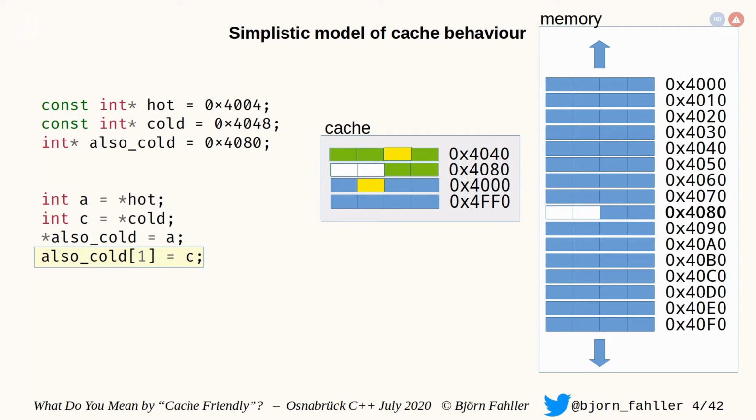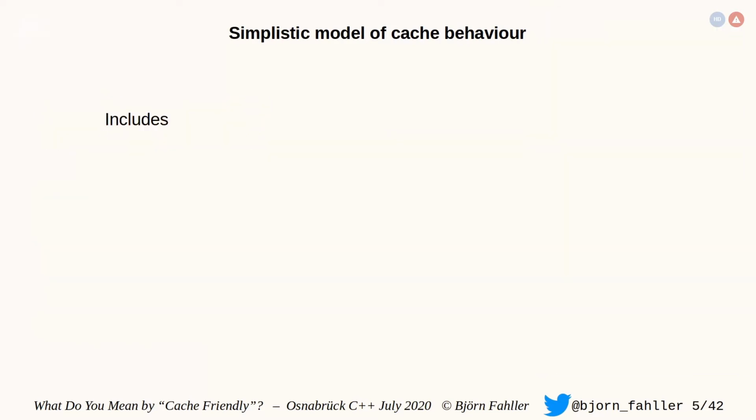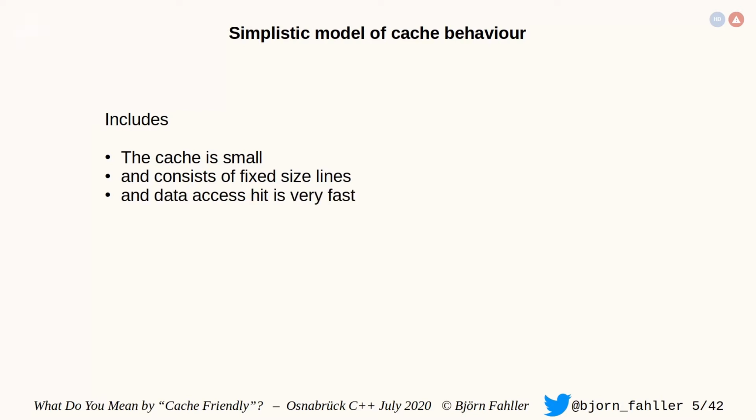And that is my mental model of how the CPU cache works, and it's extremely simplistic. But it includes some important aspects. To begin with, it includes that the cache is small and it is fixed size. And if you're writing generic software that can run on any hardware, that is pretty much all you can know about the cache that your software will run on. And that it consists of fixed size lines, and data access that hits the cache is very fast, and an access that misses it is very slow.